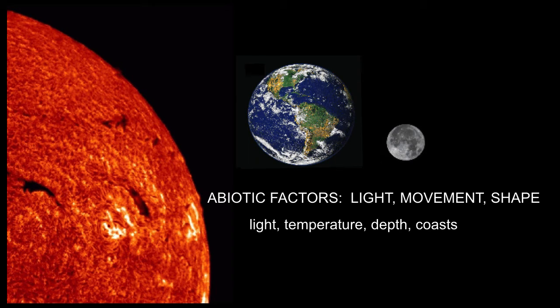So when we're talking about abiotic factors, I really want to be focused on light, the movement of air and water masses, how those things are interacting with the shapes of the ocean basins and coastlines. And when it comes to light in particular, we're thinking about temperature. How is solar energy transferred into temperature of water? And depth. Do we lose light as we get deeper? And those coastlines, well, how does it all interact there?